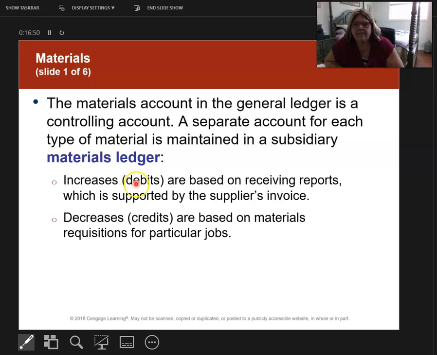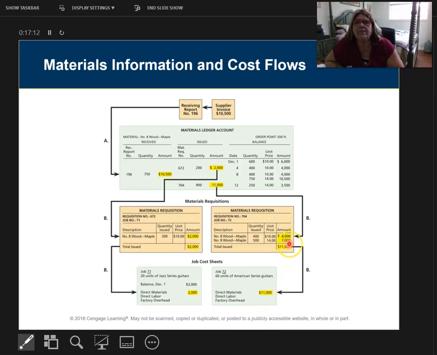And to increase it, I would debit it. So when I buy the materials, I'm going to debit my materials. And when I actually pull it out of raw materials into WIP, I will credit it. So debit when I buy into inventory, credit going over into WIP. And so here is how the materials and how the cost flow.